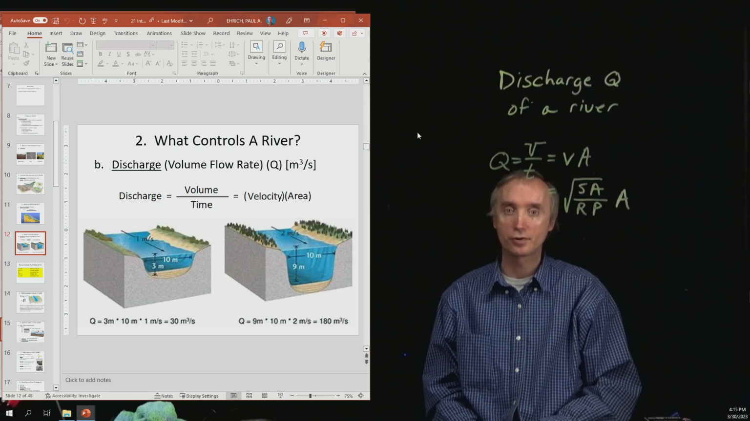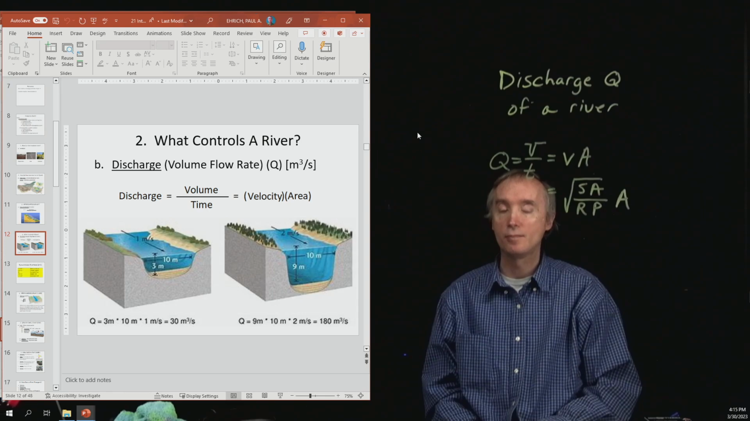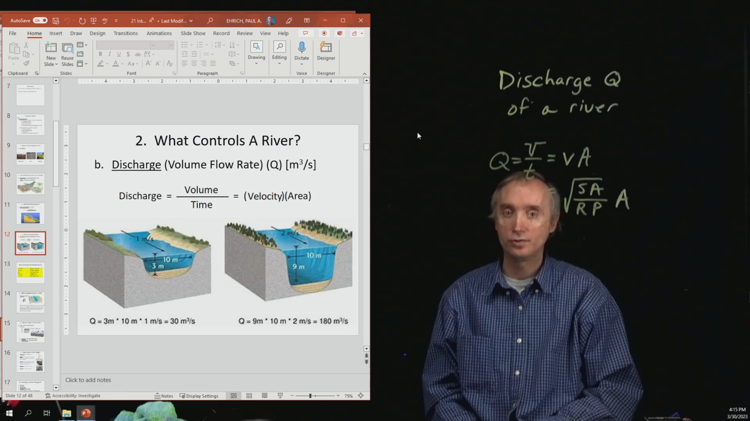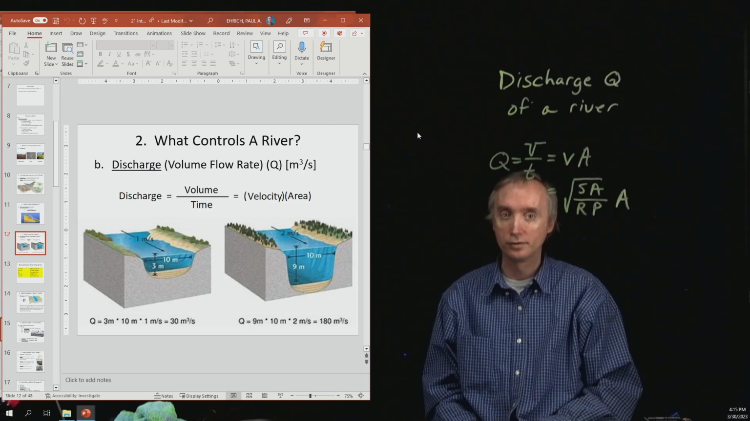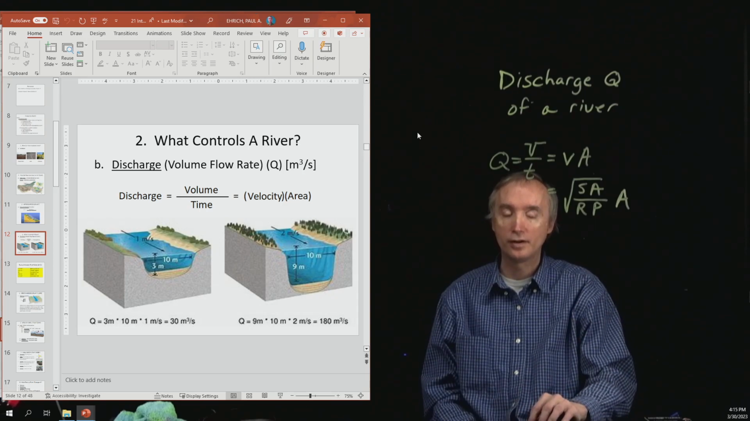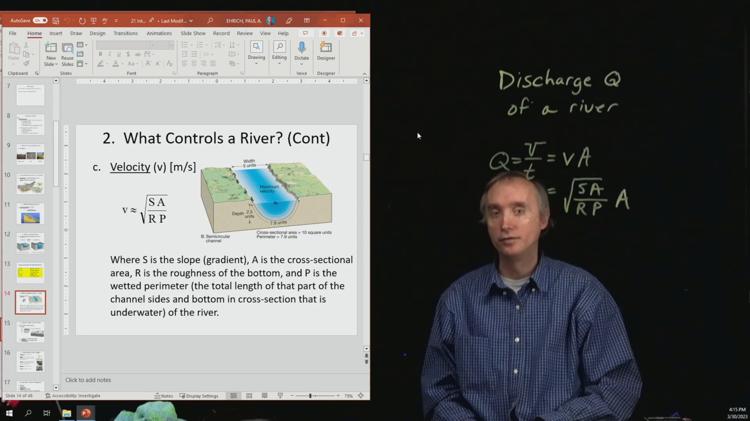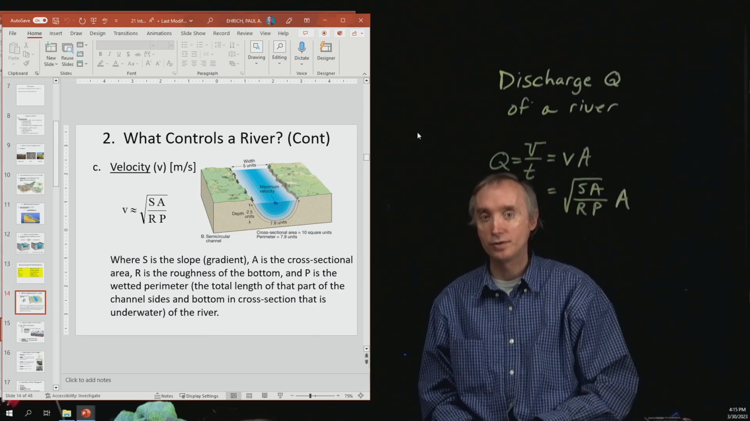And we gave it the letter Q, and that was the amount of water that flowed in the river channel per second. And then we found out that that was equal to the velocity of the river multiplied by the area of the channel. And then we found out that the velocity of the river was related to its slope.